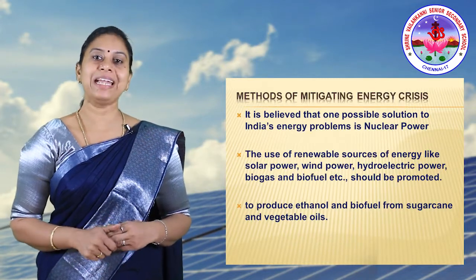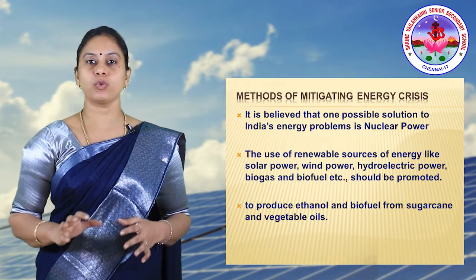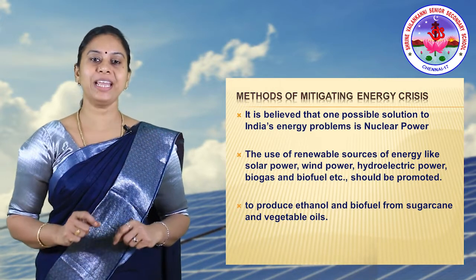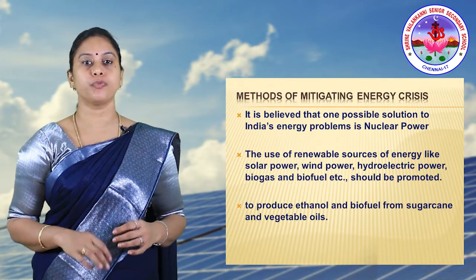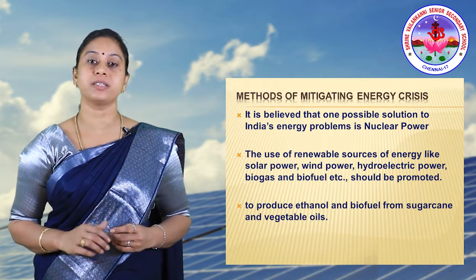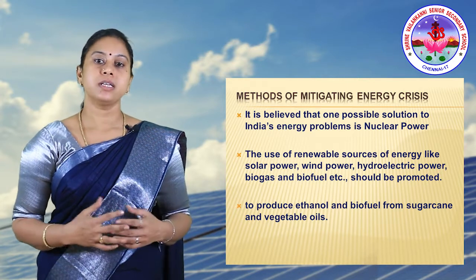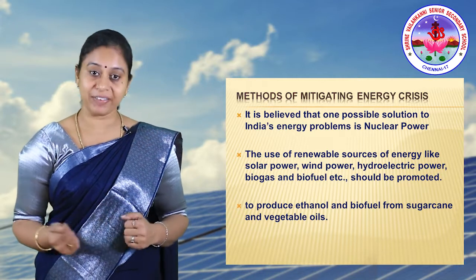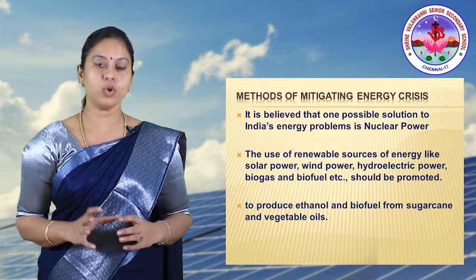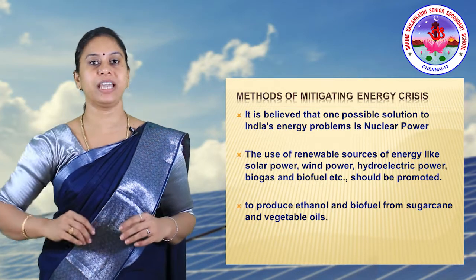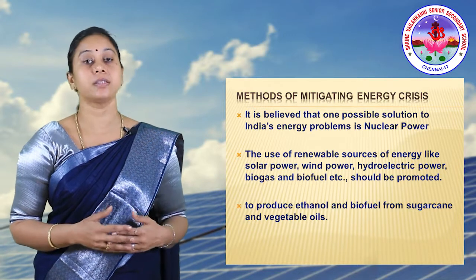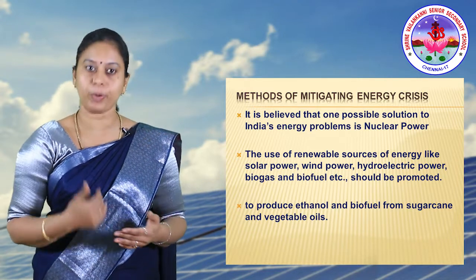So, the methods of mitigating the energy crisis. It is believed that one possible solution to India's energy problems is nuclear power. Accordingly, we signed a nuclear deal to import fuel and technology. The model of nuclear powered energy has been successful in some countries, like France, where they meet more than 75% of their electricity requirement from nuclear energy only. And the use of renewable sources of energy, such as solar power, wind power, hydroelectric power, biogas and biofuel, should be promoted.